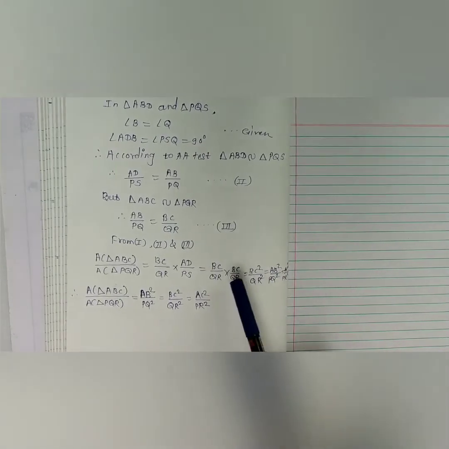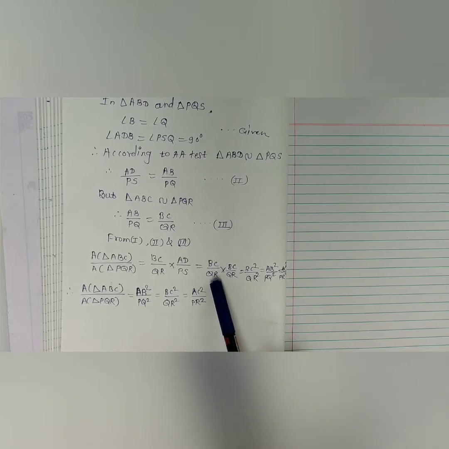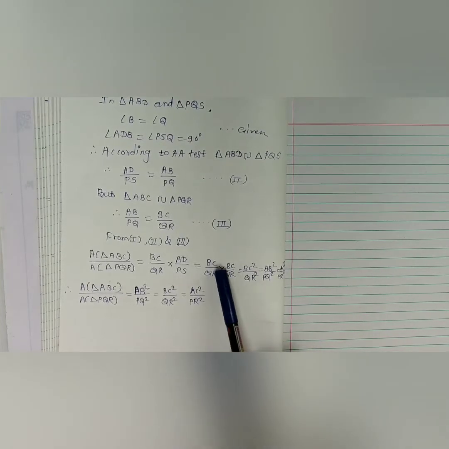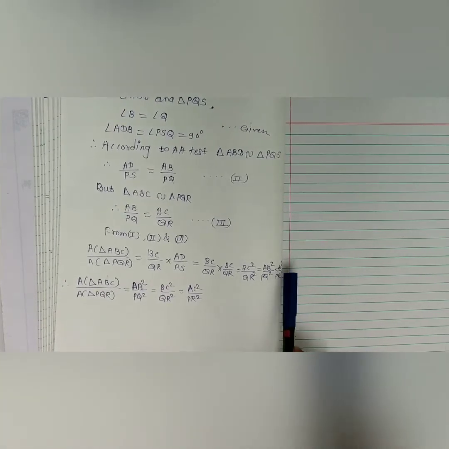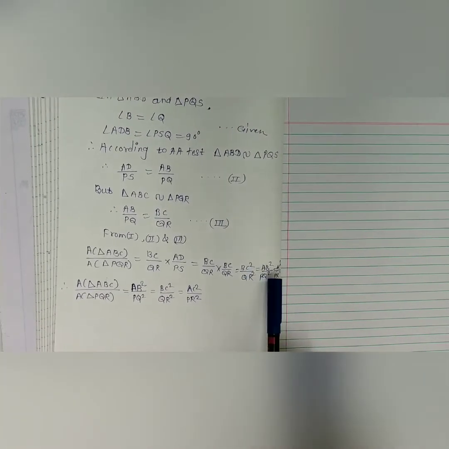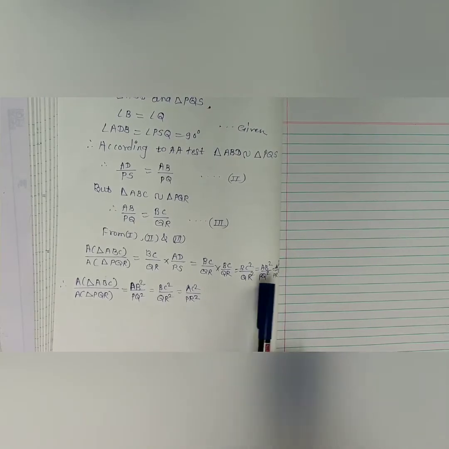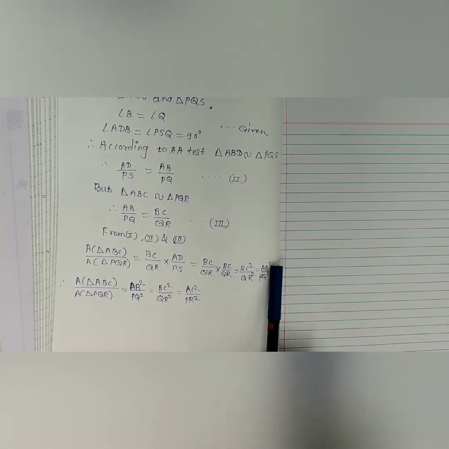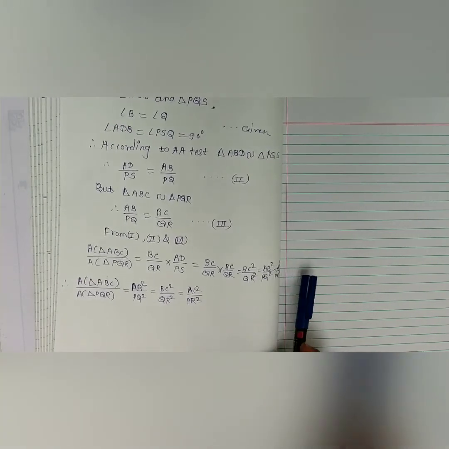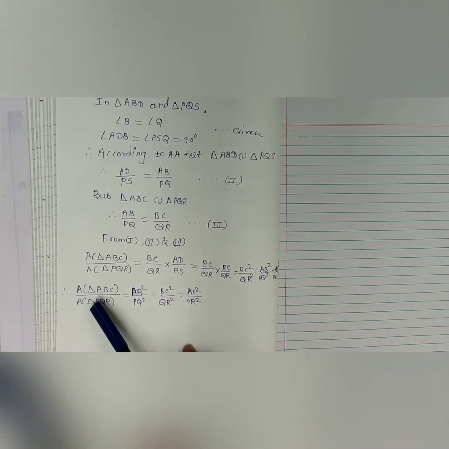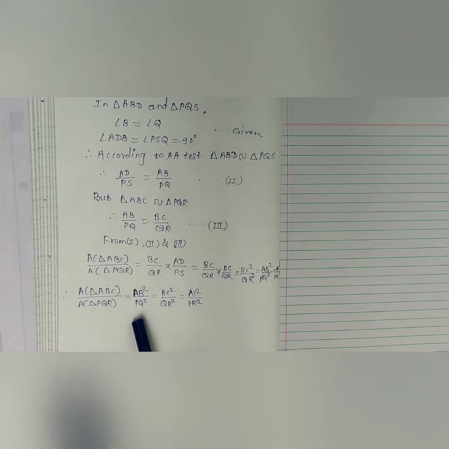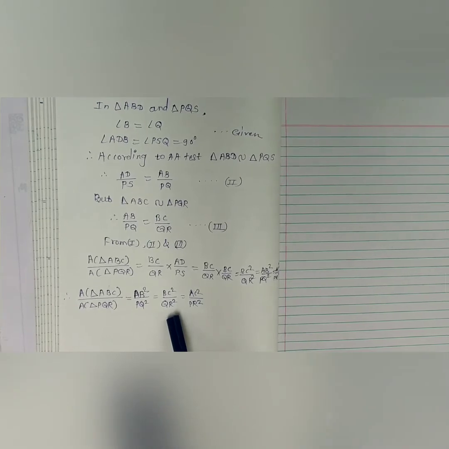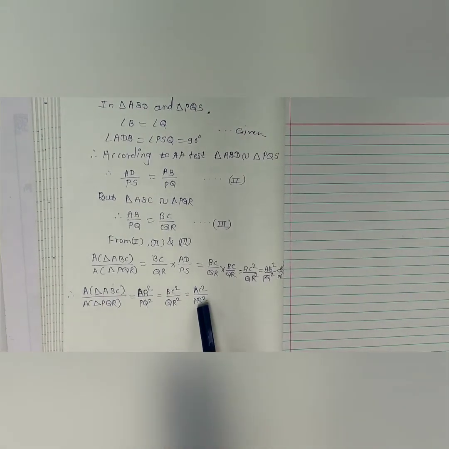After putting the value, BC upon QR into BC upon QR is equal to BC square upon QR square, and is equal to AB square upon PQ square is equal to AC square upon PR square, because AB, BC and AC or QR, PQ and PR are the corresponding sides of similar triangles. Therefore, directly writing, area of triangle ABC upon area of triangle PQR is equal to AB square upon PQ square is equal to BC square upon QR square is equal to AC square upon PR square. Hence the proof. Thank you.